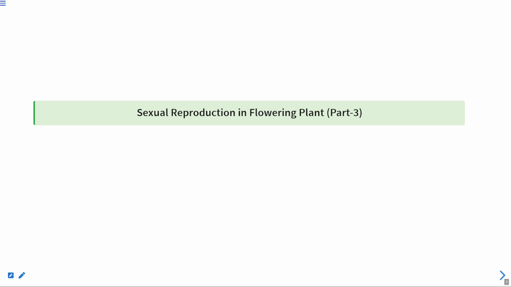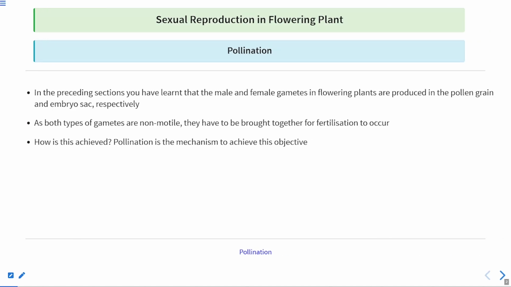Flowering plants. Okay, so this lecture is the continuation of the previous lecture. In the previous lecture we studied about microsporogenesis and megasporogenesis, and we studied about the embryo sac also, that the embryo sac is 8 nucleated and 7 celled. All right, now in this lecture we'll be studying about pollination. First of all, I would like to give you a brief introduction about pollination.